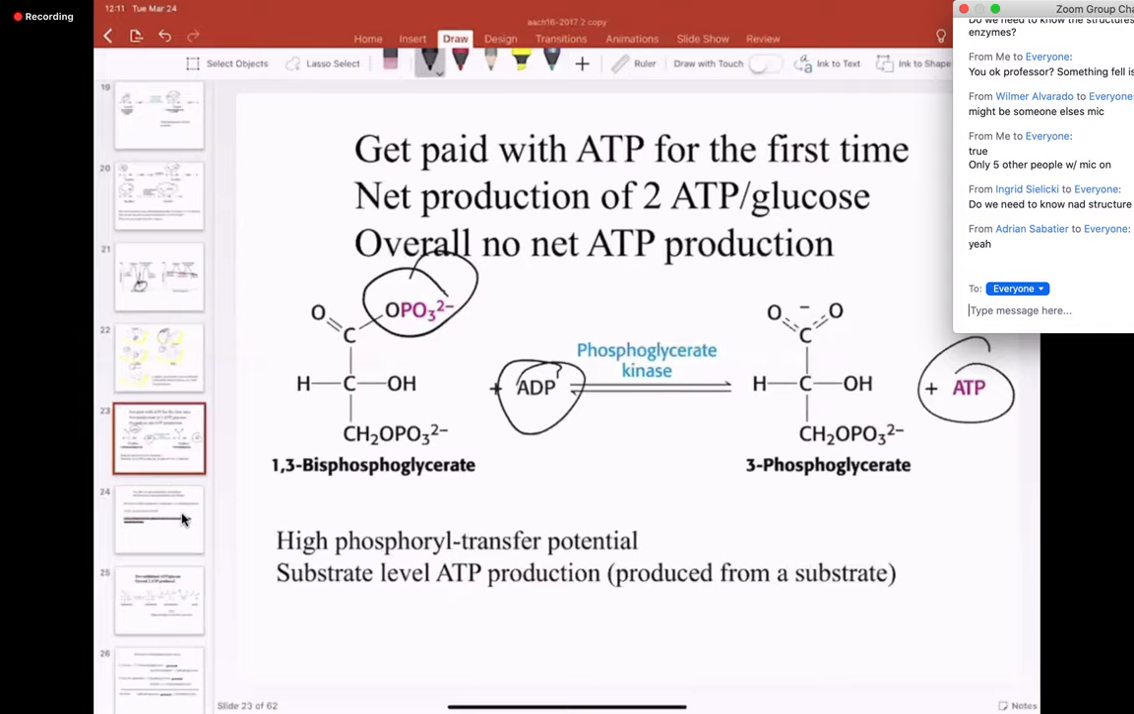This means overall there's no net production. You put 2 ATPs in to make the fructose 1,6-bisphosphate, and now you're no longer doing that. And so the idea here is this acyl phosphate is a high energy phosphate that can go and work well.